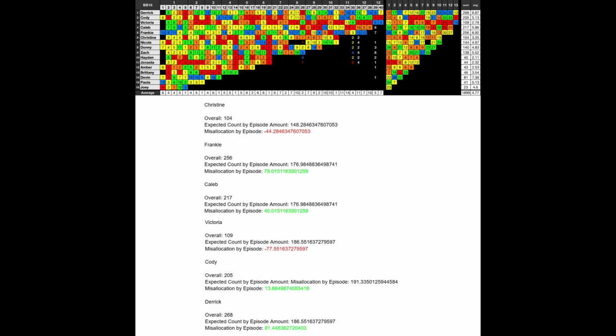Christine has 104 diary rooms, and her expected count by episode amount is 148.28, causing her to be in the negative 44.28 misallocation amount. So she's missing roughly a third of her diary rooms, essentially.